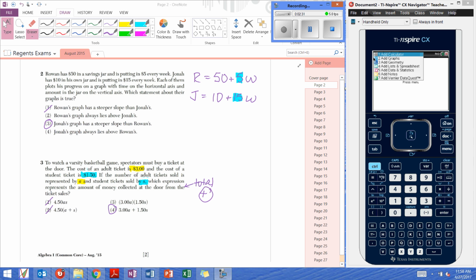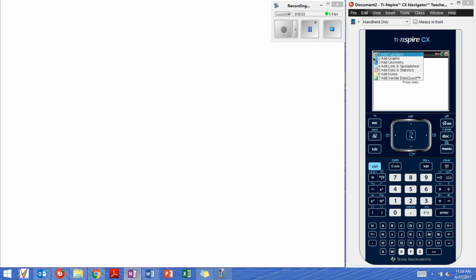However, when we're dealing with the total amount of money collected at the door, what we're doing is we're adding. A lot of people think total means equals. Total does not mean equals. Total means you're adding. If you think you go to a restaurant, you want the total of the bill, you're adding up all the numbers. And you will eventually get a value as the sum of everything, but in order to total them, you're adding.